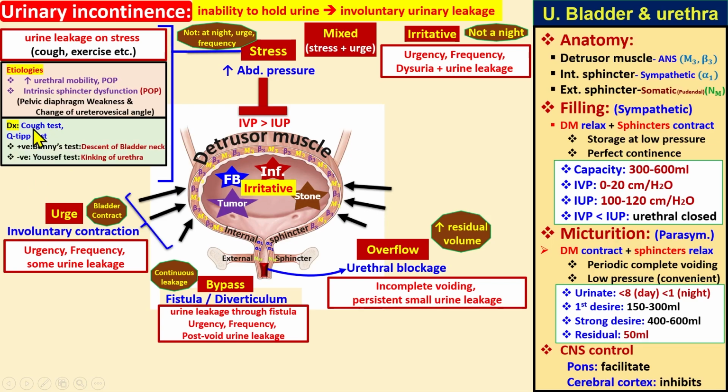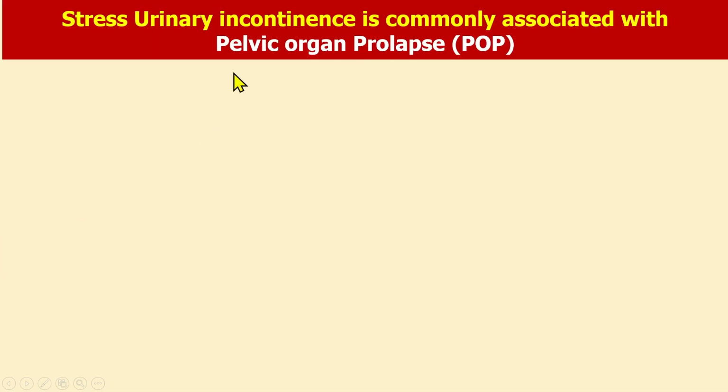And the main diagnosis is the Kegel test or the stress test, where there is urine leakage. So always remember, if there is stress urinary incontinence, there may be pelvic organ prolapse, because it is commonly associated with pelvic organ prolapse.